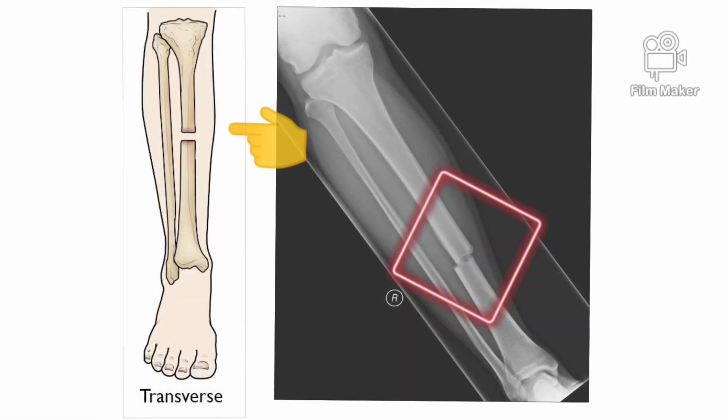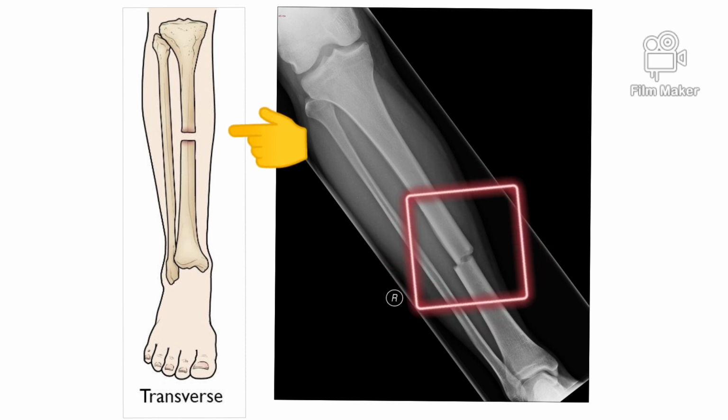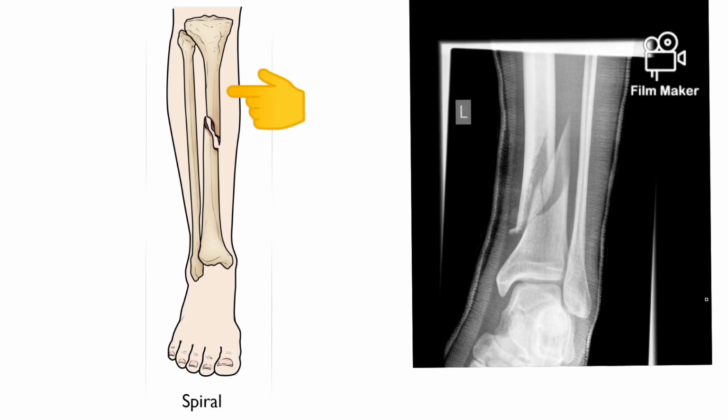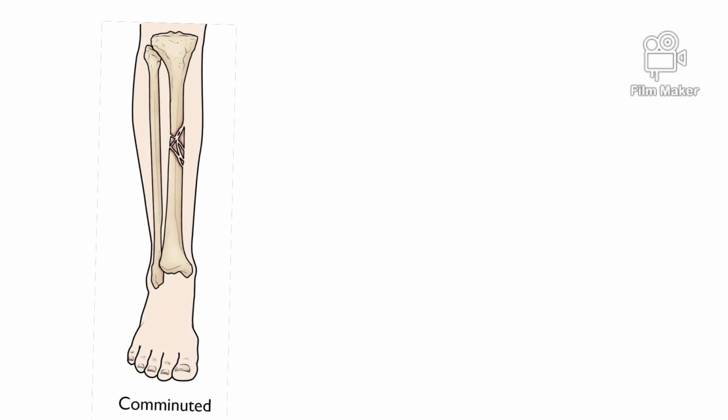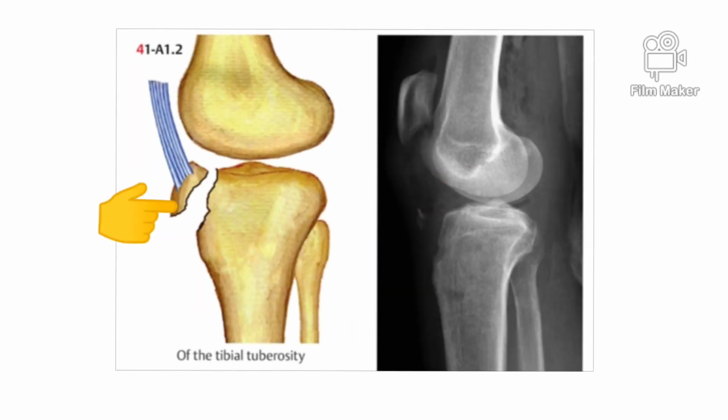Like if the fracture line is a bit horizontal, we can say that it's a transverse fracture. And if the fracture line is a little bit oblique, we can say that it's an oblique fracture. And if the fracture is in spiral, we can say it is a spiral fracture. And if the fracture is in different fragments, we can say it is a comminuted fracture. And because of the muscle pull, if the fracture fragments are moving apart, we can say that it's an avulsion fracture.